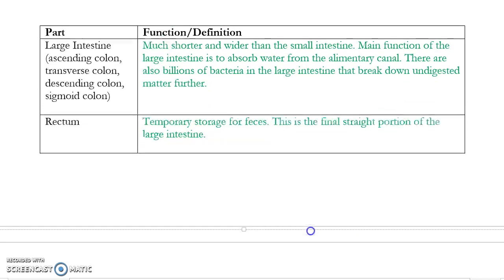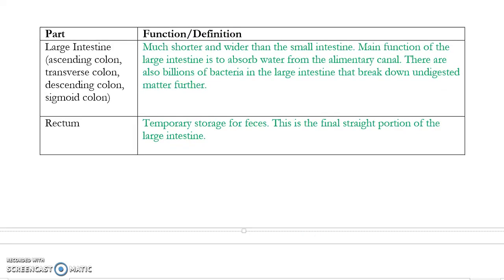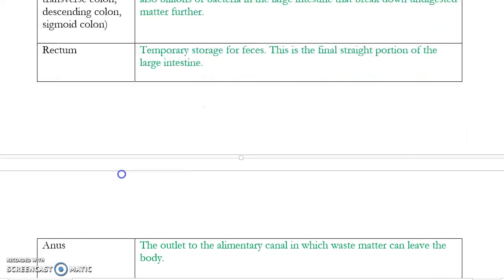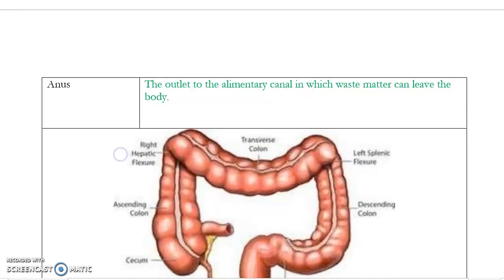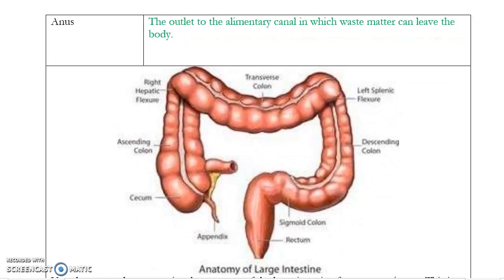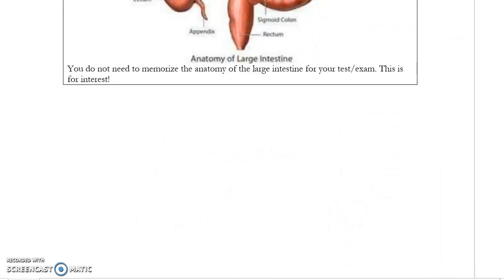It also basically takes whatever water was not used up. That water, we're trying to absorb it back because our body is very dependent on water. And then we go to the rectum, which is temporary storage for feces. And this is the final stage before your feces will exit your body through the anus. And that is your large intestine.